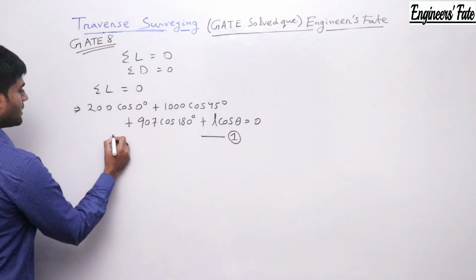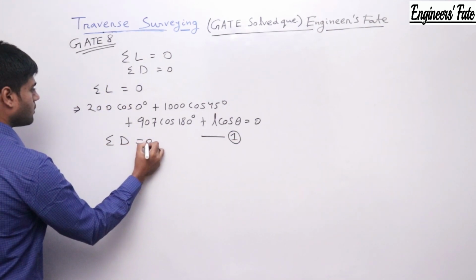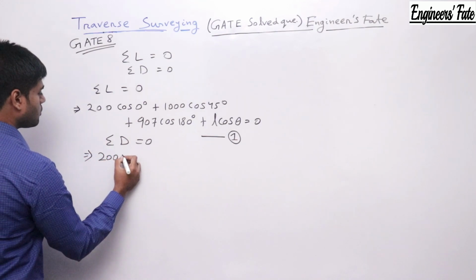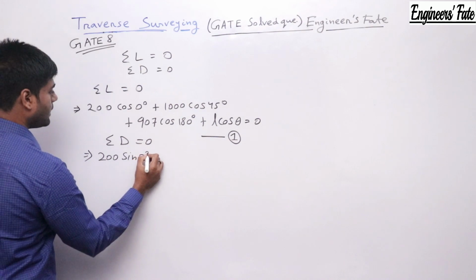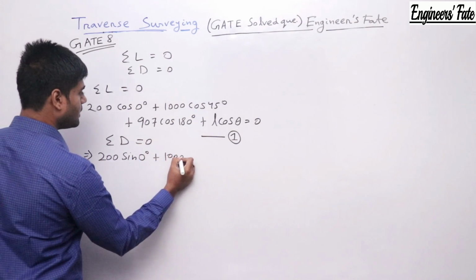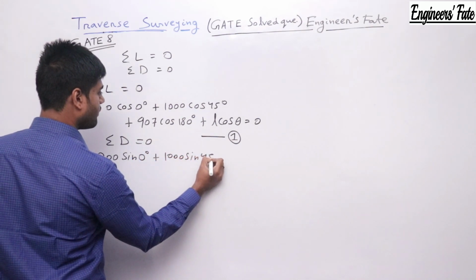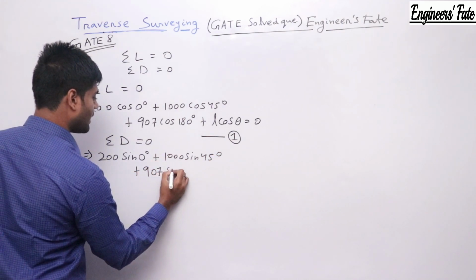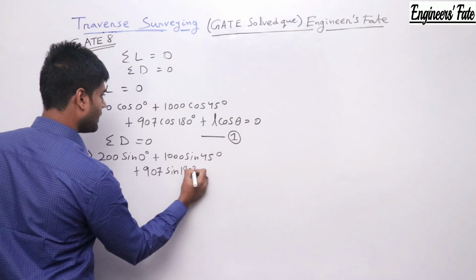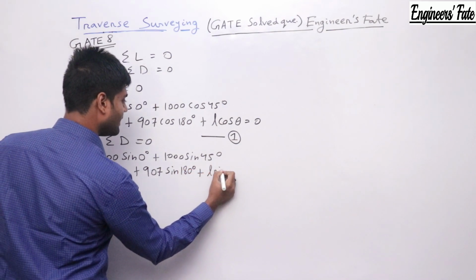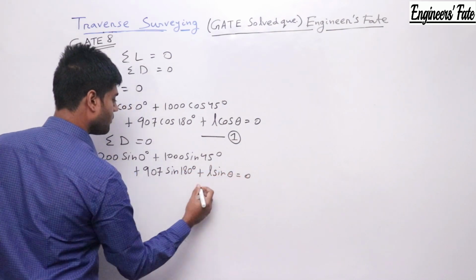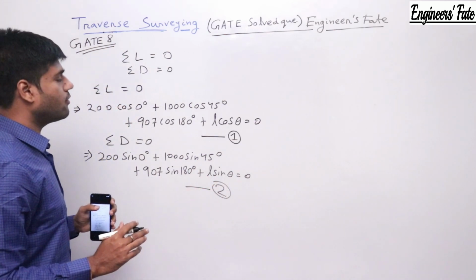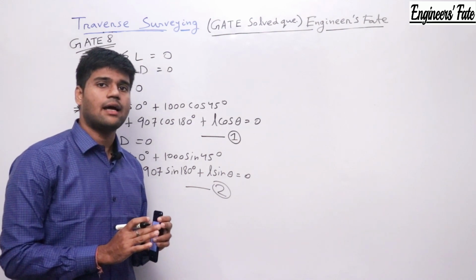So next, summation of departure equal to 0. So what is summation of departure? That is 200 sin 0 degree plus 1000 sin 45 degree plus 907 sin 180 degree plus L sin theta equal to 0. You have to solve both equations and you can find the value of theta and L.